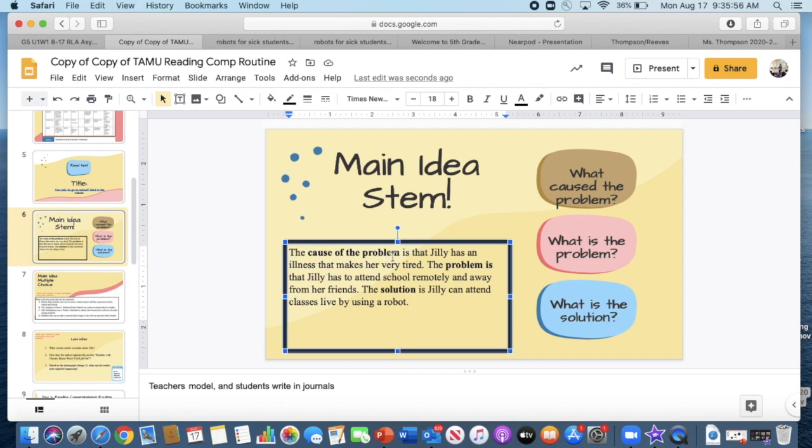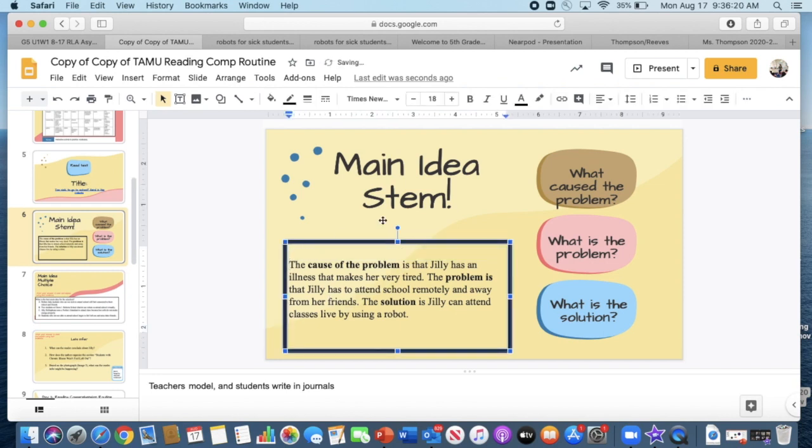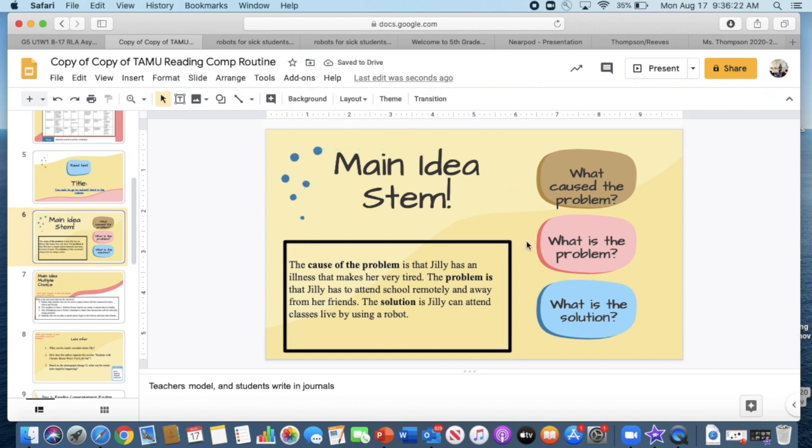We have the cause of the problem is that Jilly has an illness that makes her very tired. The problem is that Jilly has to attend school remotely away from her friends. The solution is Jilly can attend classes live by using a robot. Now, we have gotten a whole main idea statement. This is exactly what the author is trying to get across. So we will continue to work on building these main ideas by using these sentence stems. I know this is new, guys, but you guys are going to get it in no time.